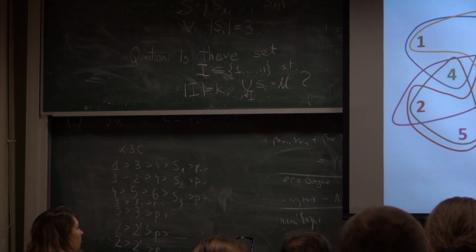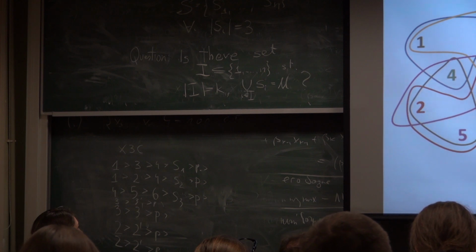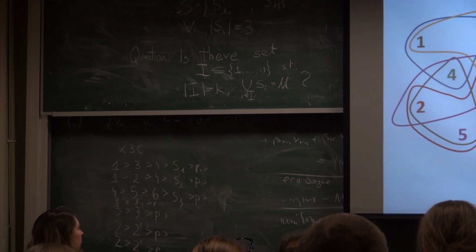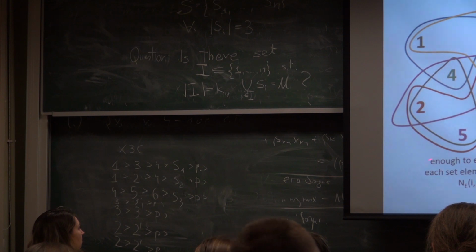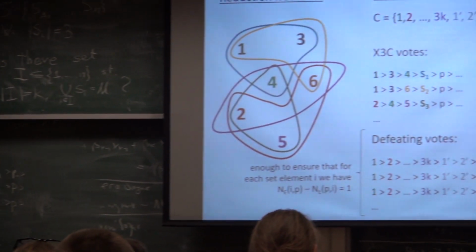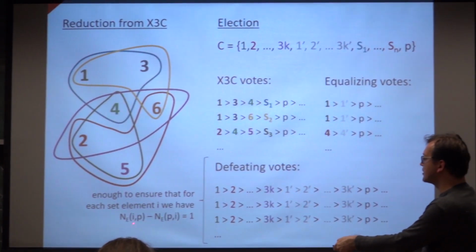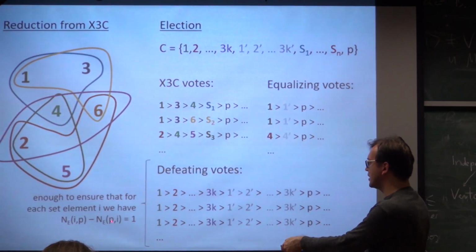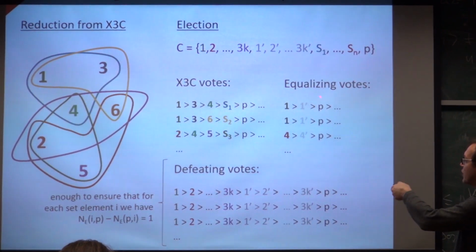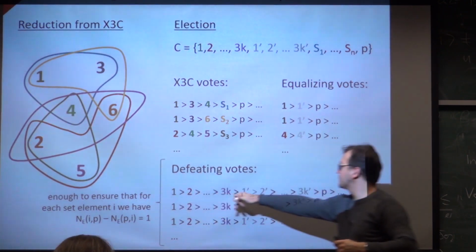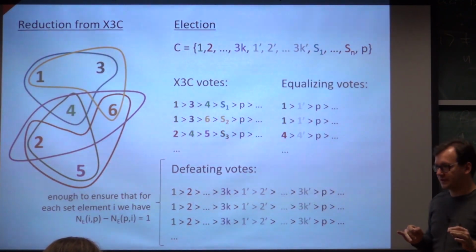So at this point, we know that each set element is the same number of times before P. Now I'm adding another group of voters, which I call defeating voters. And here their role is to ensure that for each set element we have, so this is notation I have not explained, but I have to say that. So this is actually the number of times that I is before P, number of times that P is before I. So essentially, I made sure, with equalizing voters, that each of these guys was in front of P a given number of times.